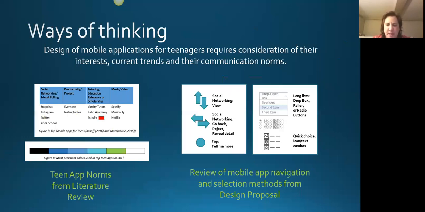A tap would say, tell me more. They do use lists in some applications for teens. When they do that, they tend to use a drop-down box, a roller, or a radio button. So I deployed that as well. And I also deployed the strategy to use cartoonified icons, and just a few at a time on a screen to simplify decisions. And that tended to be a trend also in those apps.